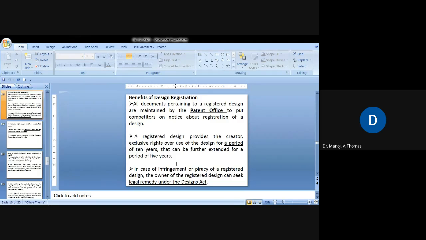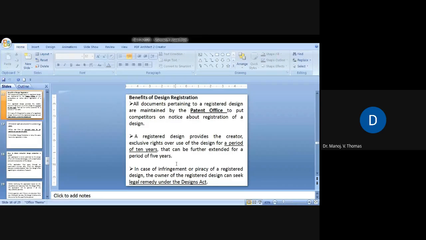A registered design provides the creator exclusive rights over the use of the design for a period of 10 years. This is what is normal in India. The initial period of design protection is 10 years, and that can be further extended for another period of 5 years, so altogether 15 years. In case of infringement or piracy of a registered design, the owner of the registered design can seek legal remedy under the Designs Act.